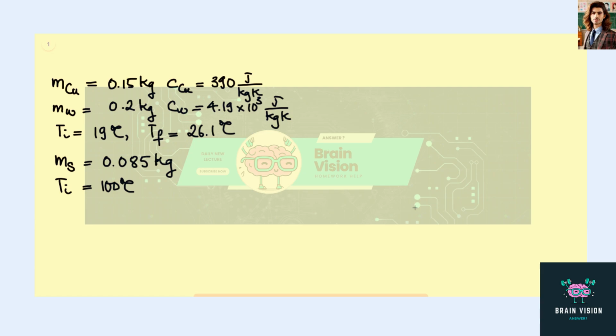The initial temperature of the calorimeter was 19 degrees Celsius. The final temperature of the whole system is 26.1 degrees Celsius. And the mass and the heat capacity of these things are listed here. The mass of the unknown object is measured to be 0.085 kilograms. And we wish to find the heat capacity of the unknown substance, which I denoted as S.